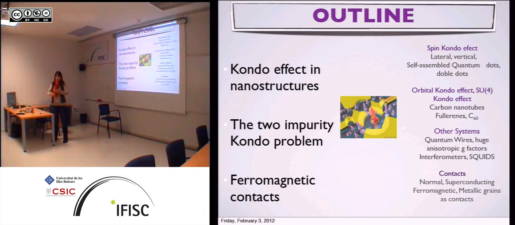Okay. So at the end, what the system prefers is to build a singlet state between the two spins of the two sides, and the effective interaction is antiferromagnetic.